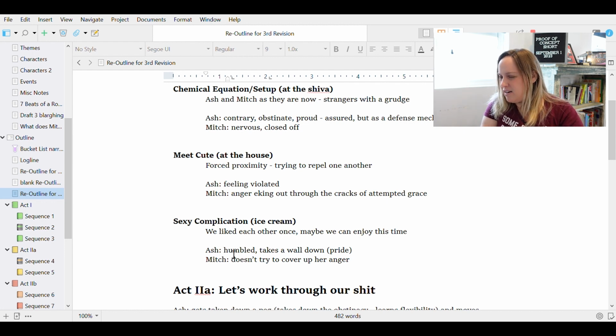And at this point, I decided that Ash's description up here, the chemical equation of the Shiva, contrary, obstinate, proud, assured, but as a defense mechanism, those are all walls that he has up to hide his true self. Because sometimes if you're anxious and afraid people won't like you, you put up these walls because if people see the marshmallow inside, see the squishy center, see that vulnerability, it could break you. So he takes down his pride to apologize. And that's the easiest one to take down.